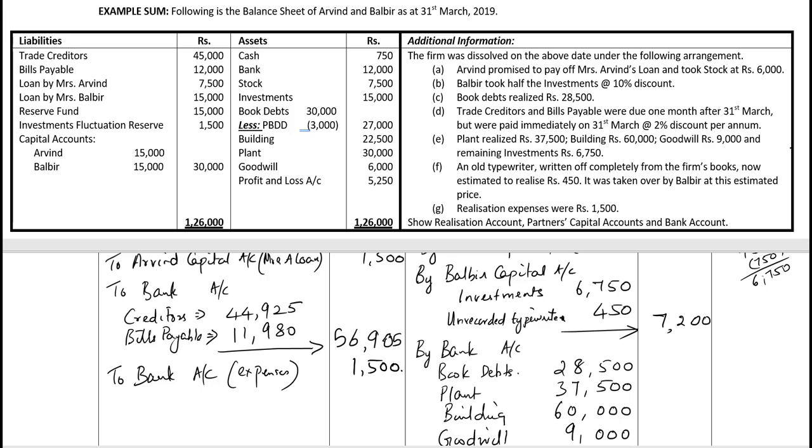The items in the additional information are done. We need to check if all liabilities have been dealt with. We paid off the creditors at a discount. We paid off the bills payable at 2% discount. The loan of Mrs. Arvind was taken over by Arvind. However, loan by Mrs. Balveer hasn't been paid. So we need to pay it off at book value.